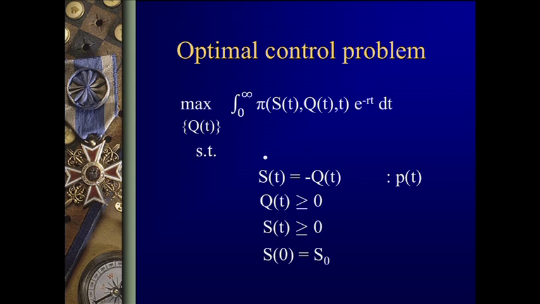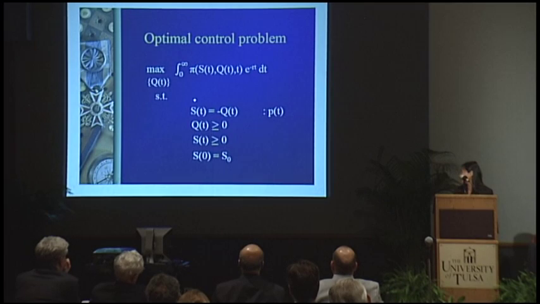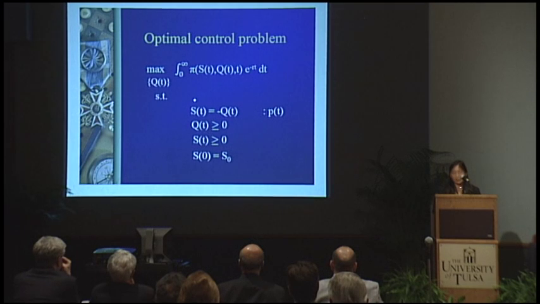And then we have the constraint that you have to produce a non-negative amount, so Q is greater than or equal to 0. We have the constraint that the stock remaining in the ground has to be greater than or equal to 0. And then we have an initial condition for the amount of stock that's initially available. So the producer is choosing the entire time path of production so as to maximize the present discounted value of their stream of per period payoffs.